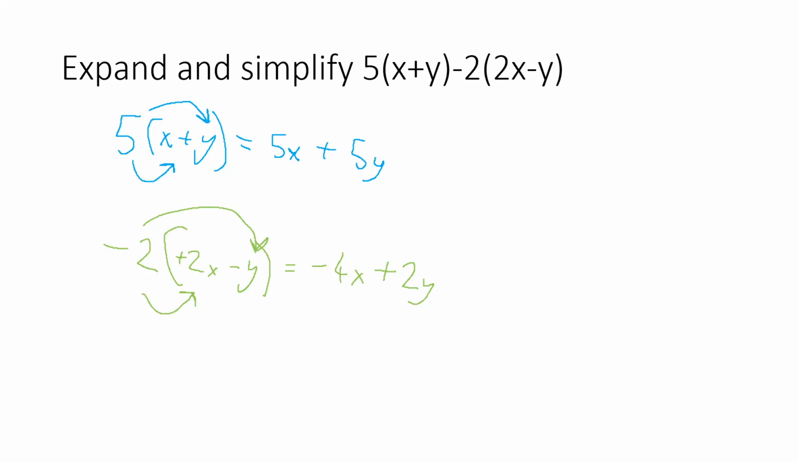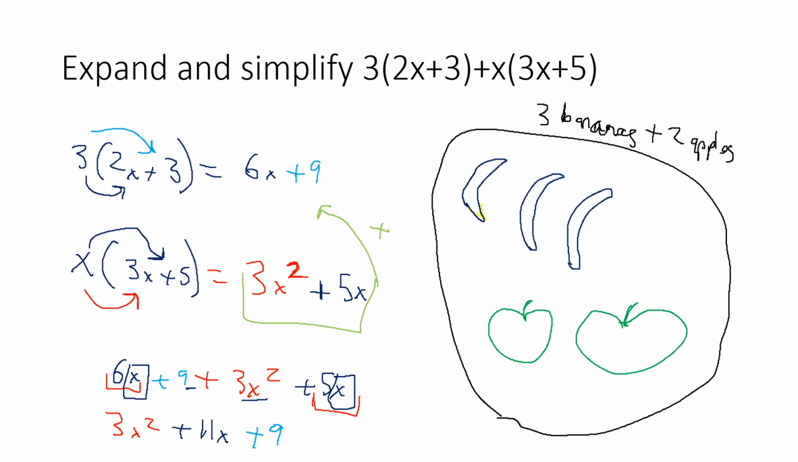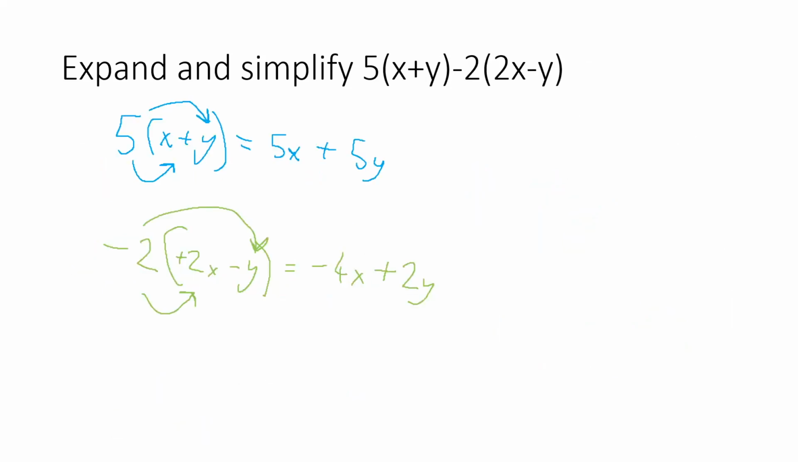And likewise, as we have done in the previous slides, let's write it out as one long thing, and then we can progressively make it shorter. So you've got 5x plus, I'm going to make the y's in green, just so you can see it a little bit better, 5y. And then we have minus 4x plus 2y.